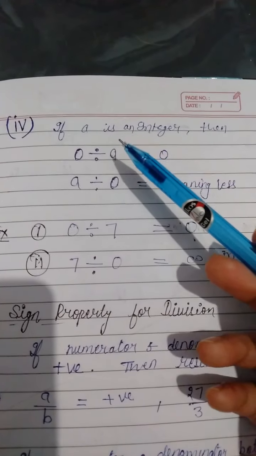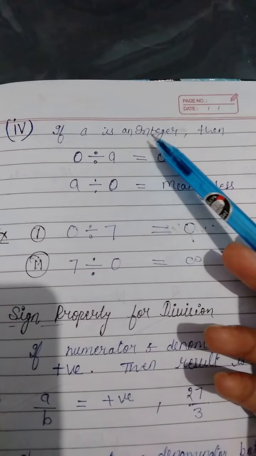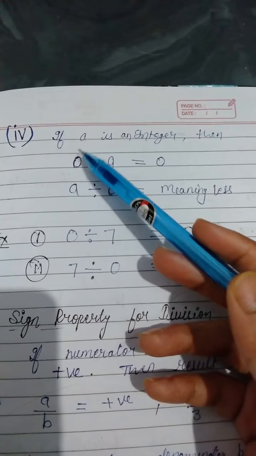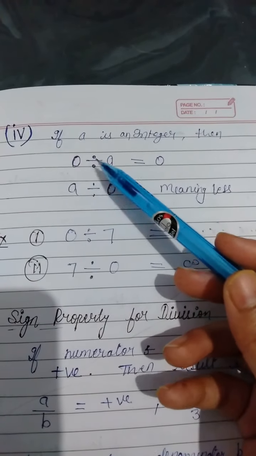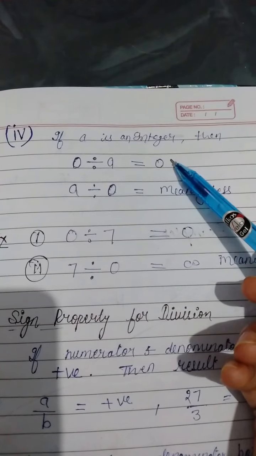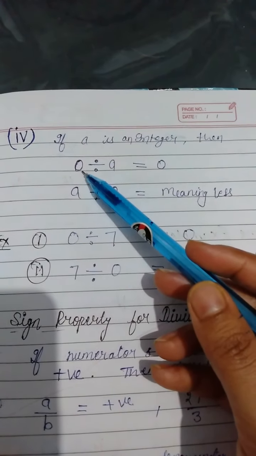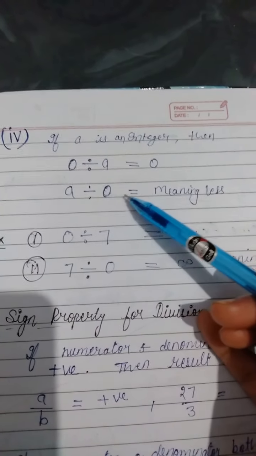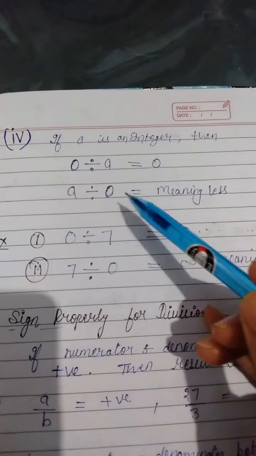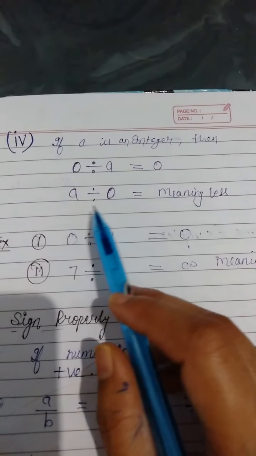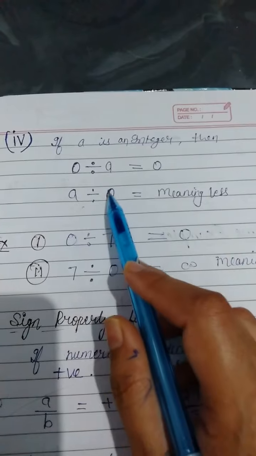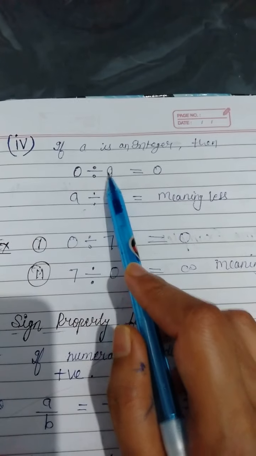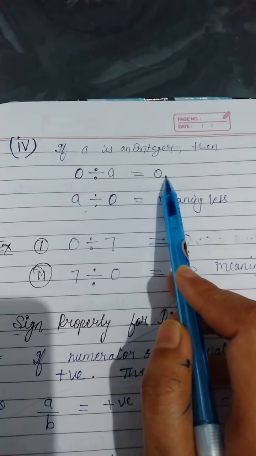Now the fourth property: if a is an integer, and by this integer we are dividing 0, like 0 divided by a, the result will always be 0 if 0 is divided by an integer. But if an integer is divided by 0, that is meaningless. This is undefined, like infinity. If a number is divided by 0, the answer is meaningless. But if 0 is divided by an integer, the result will always be 0.